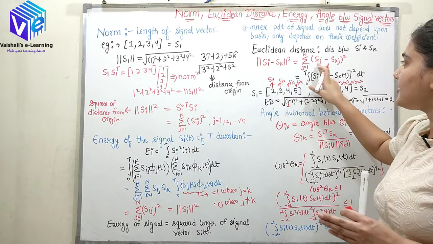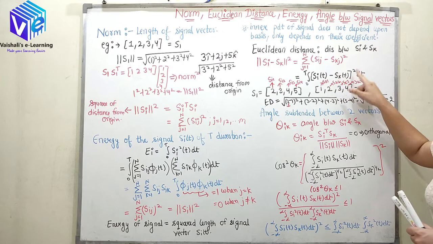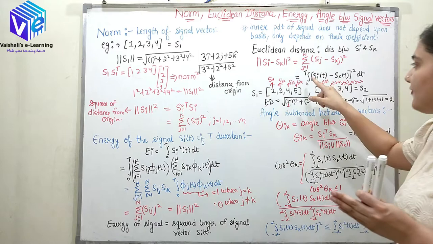Now here I have represented it in the signal form. So it is the integration from 0 to T of (Sit minus Skt) square dt. So if I have the representation in the signal form, I can easily find out the Euclidean distance here as well. Now coming to the energy.